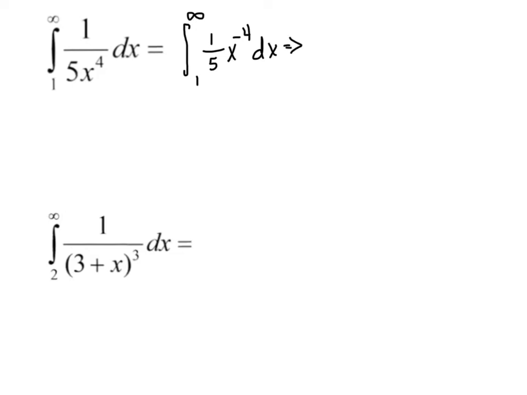So I'm going to write the limit as b approaches infinity, going from 1 to b of 1/5 x to the -4th dx, like that. Now, I just want to pause for a second. Most of the time on the multiple choice or something, you probably will not do that step. You won't even think about it. You'll just integrate and think, well, it's going to infinity, so what's going to happen?